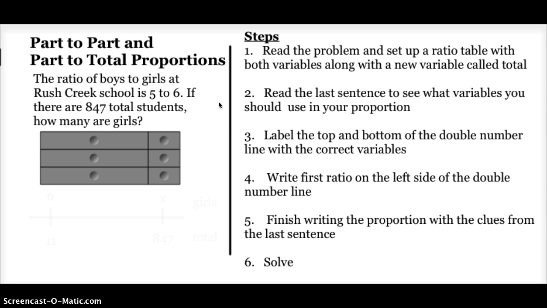The problem says the ratio of boys to girls at Rush Creek School is 5 to 6. If there are 847 total students, how many are girls? Well, from the first sentence, I can find a ratio of boys to girls. So in my table, I'm going to have the variables boys and girls. And I need a new variable called total as well.